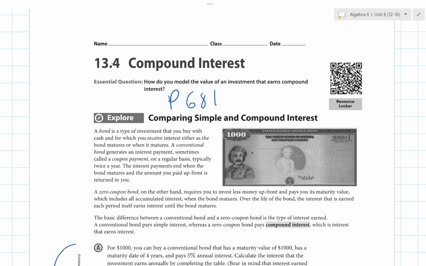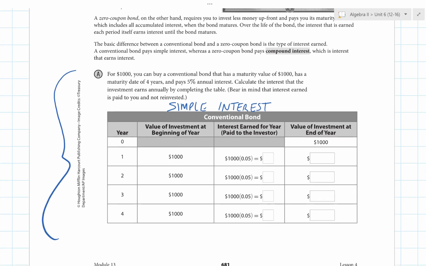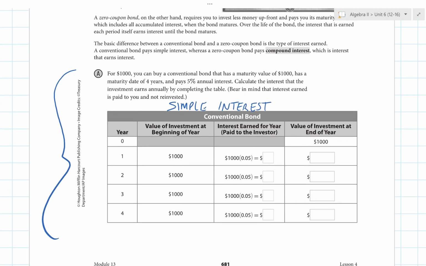This is section 13.4 in your Algebra 2 book and starts on page 681. So go ahead and open your book up to page 681. And we'll start with the example that's down near the bottom of the page. Before we introduce compound interest, we're going to do a quick example of simple interest to make sure you understand how interest works when it's not compounded.